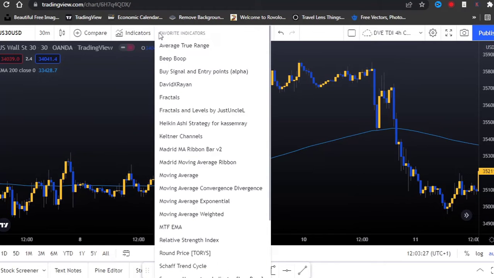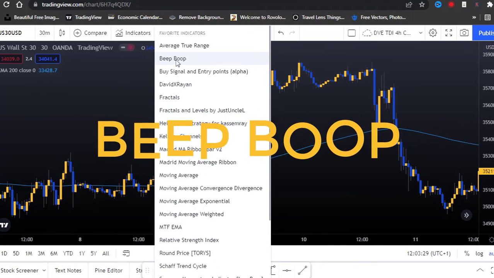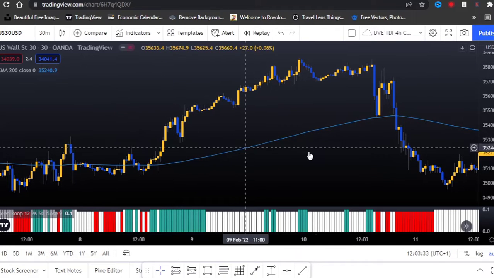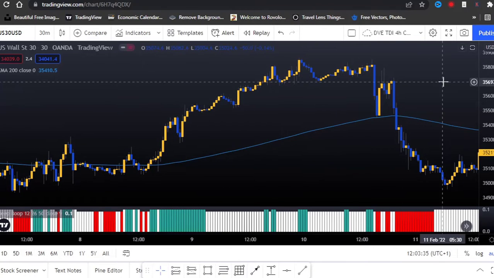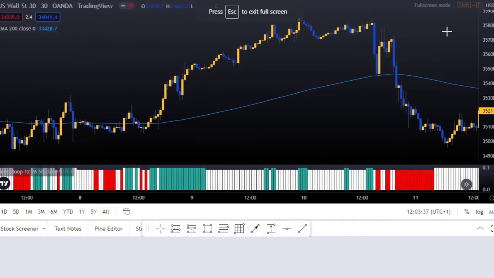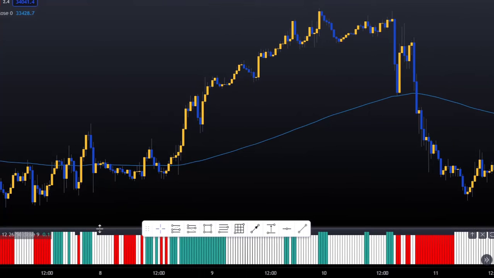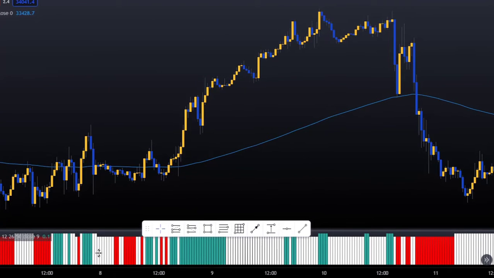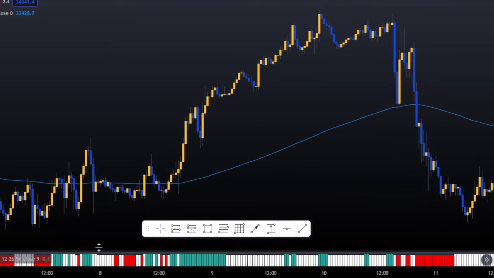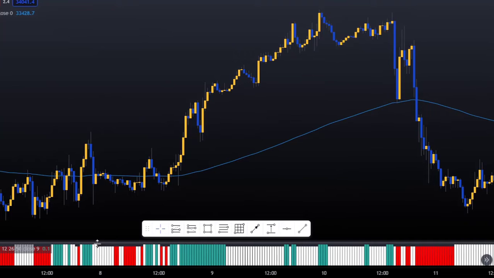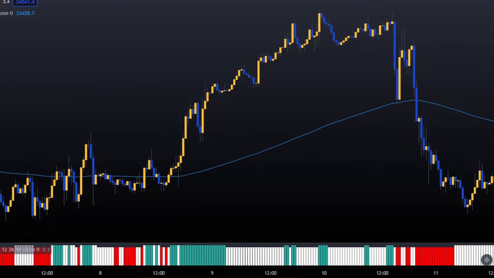The second indicator is the Bip Boop indicator. You can see this indicator here, so I'm going to click on that and put it on the chart. Now I'll go into full screen mode so that you can see it clearly, and I will be able to explain every rule and what you need to do. Now you can see we have those two indicators on our chart, ready for us. So we're just going to go in and make use of them.